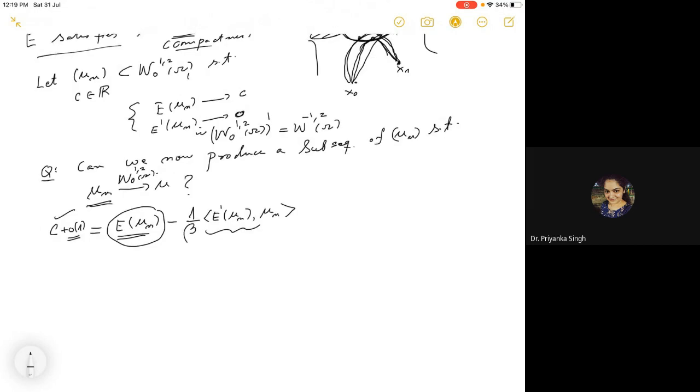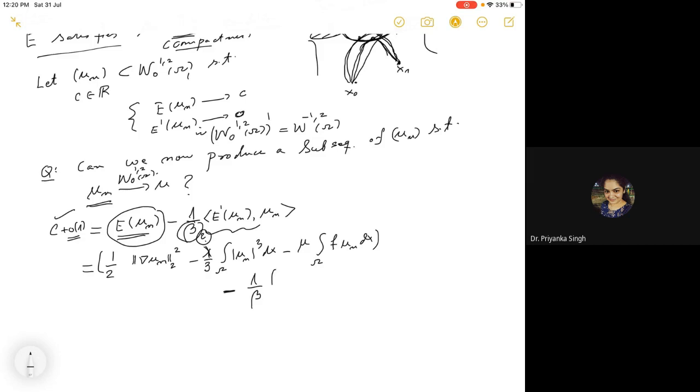Okay. So what is E of UN? Let me write down the functional. It is equal to, the first term is nothing but half the L2 norm of the gradient. The second term is lambda over 1/3 of integral UN cube. And the third term has mu F UN dx. And in addition, I have not said what is beta. This is still a mystery, even to me. So let's see what beta can be chosen.